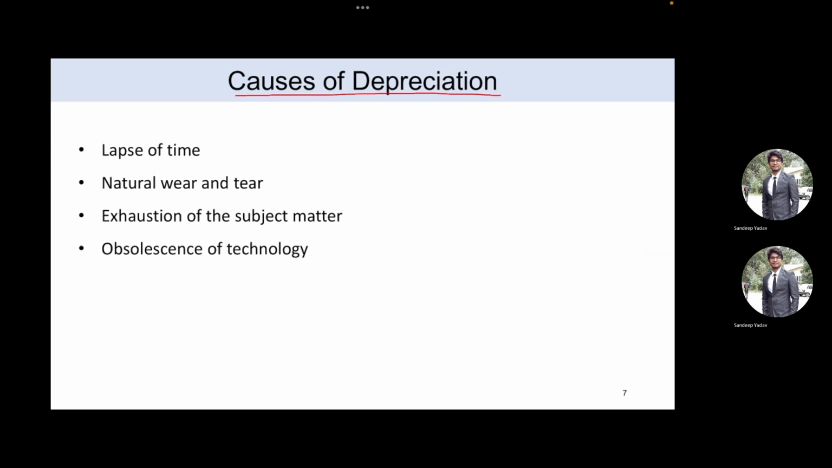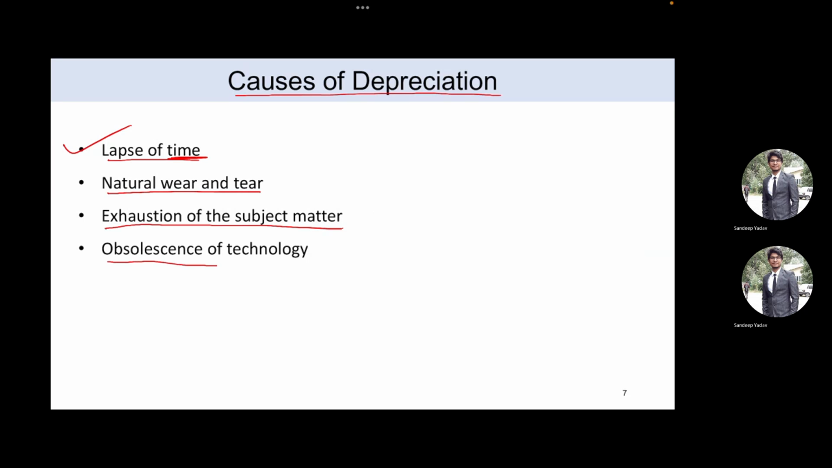So causes of depreciation will be the lapse of time. Of course, the major thing will be the time here. Another thing is natural wear and tear. In natural use, each and everything gets depreciated. The third is the exhaustion of the subject matter. Suppose the machinery that we have installed or are using is not getting work in the first use or in the initial period. That can also act as a cause of depreciation.